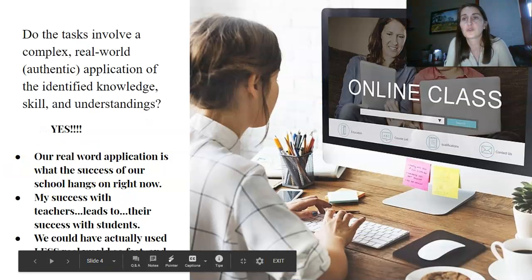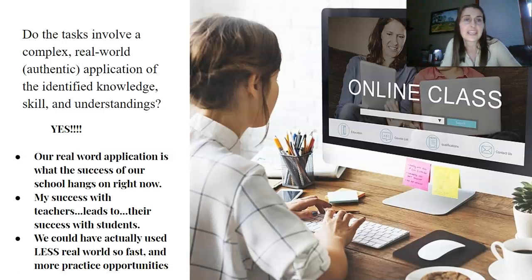So do the tasks involve real-world, authentic application of the knowledge learned? A resounding yes for this, in fact, almost too much. We really could have used less real-world learning and more formalized practice opportunities. Our real-world application is honestly what the success of my school hangs on right now. We are a struggling private school, and this is a big opportunity for us to show that we were able to get up and running with this. We are still educating our students, and we are valuable.